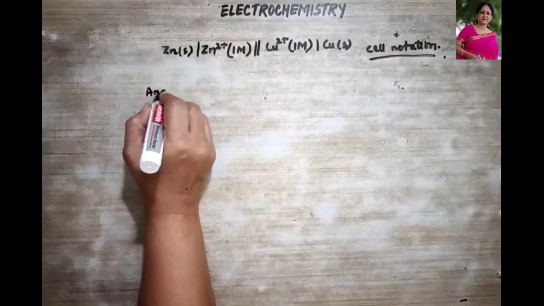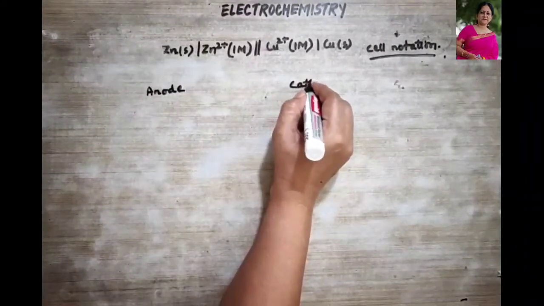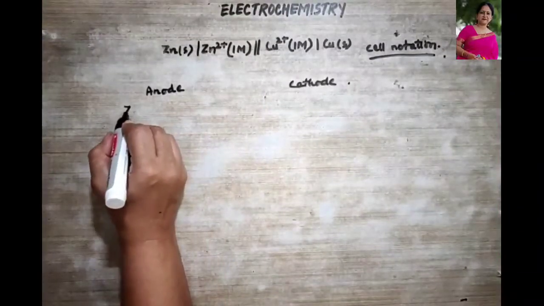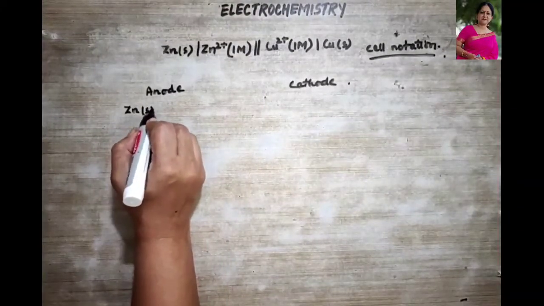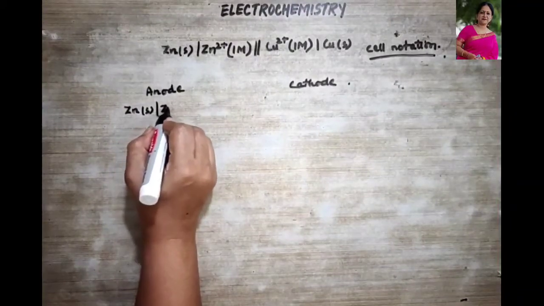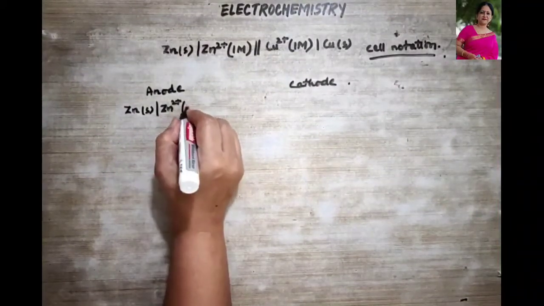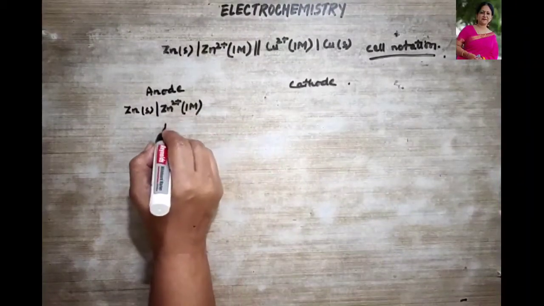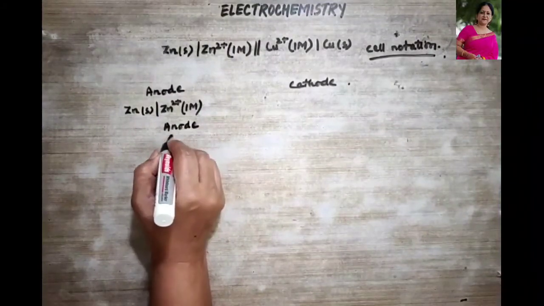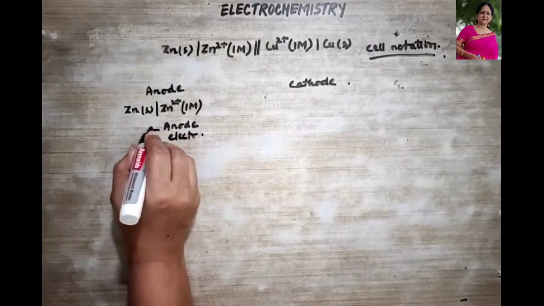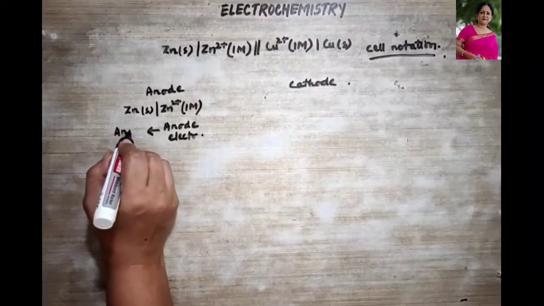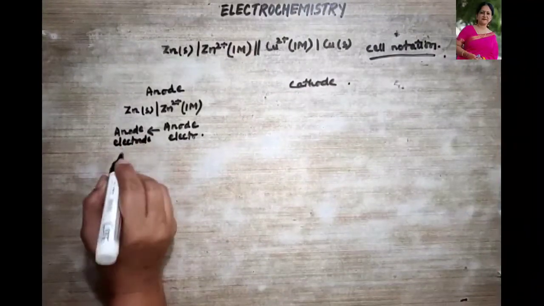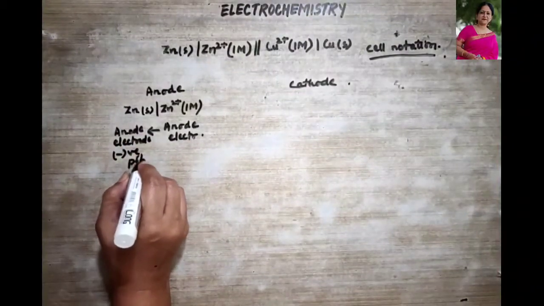Suppose I take anode this side and this side is your cathode. So what is your anode? This is your anode. So zinc, which is in the solid state, zinc ion with the concentration of the solution. Okay. So over here the anode electrolyte is converted into what? Anode electrode. It is moving towards anode electrode, which is your negative pole, isn't it?